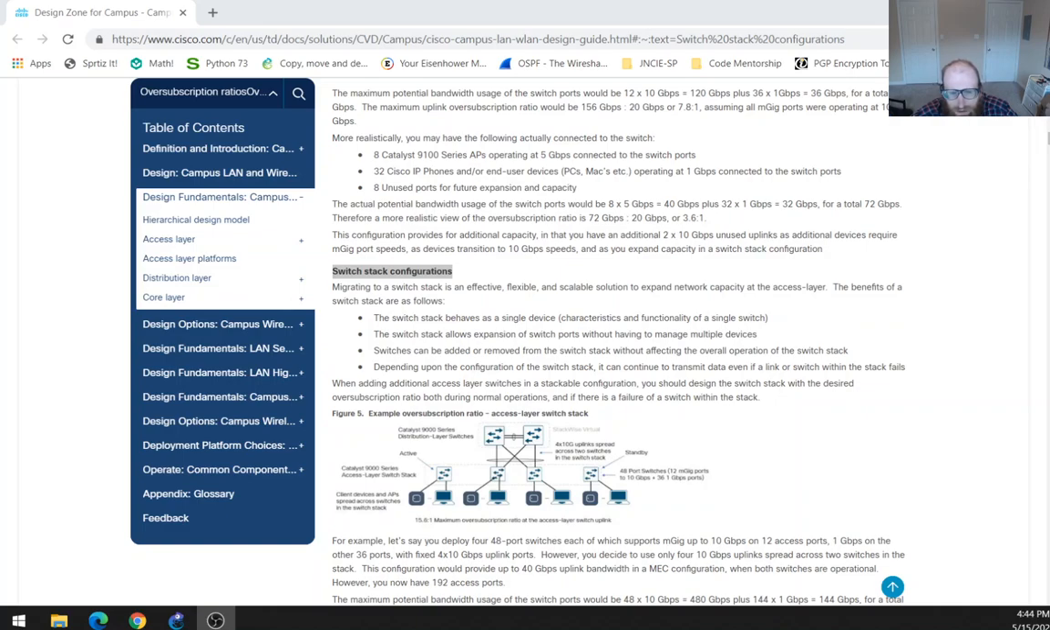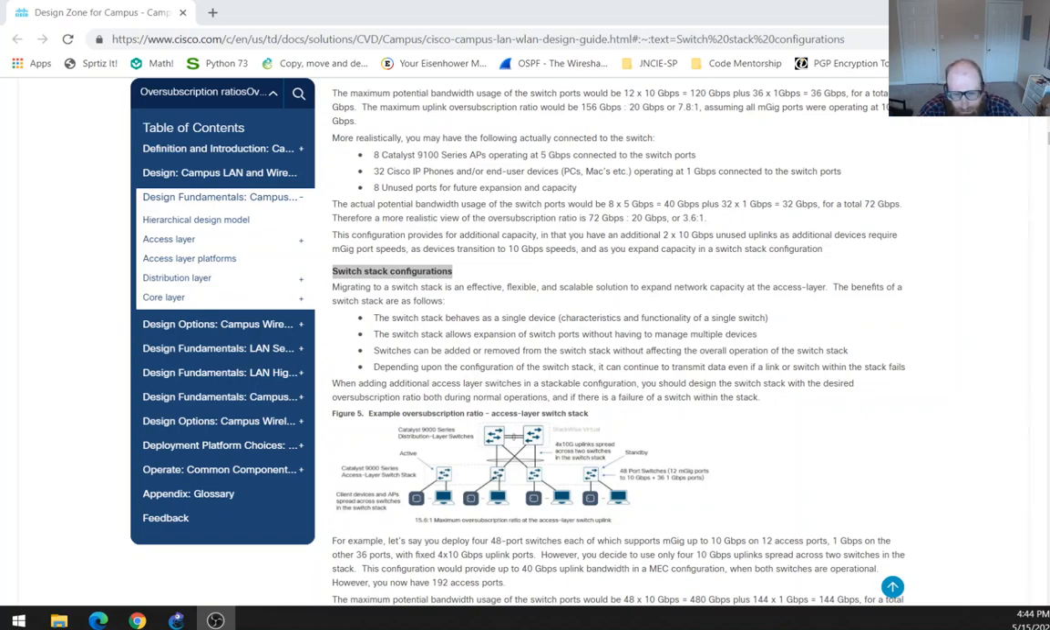The benefits of a switch stack are as follows. The switch stack behaves as a single device, with the characteristics and functionality of a single switch. The switch stack allows expansion of switch ports without having to manage multiple devices. Switches can be added or removed from the switch stack without affecting the overall operation of the switch stack.